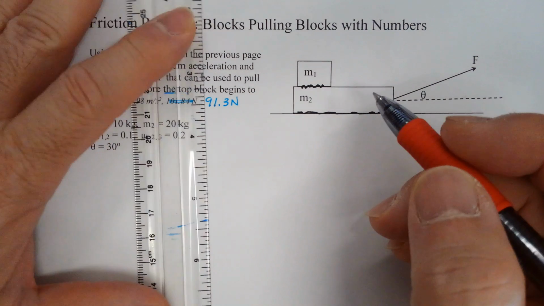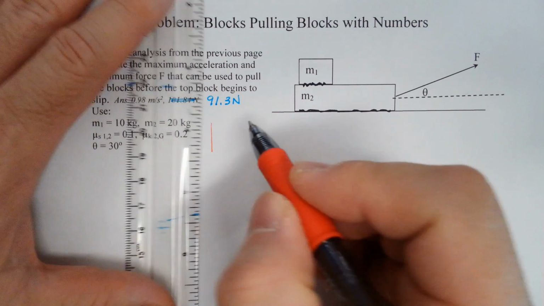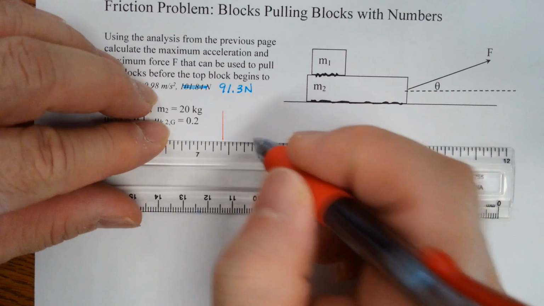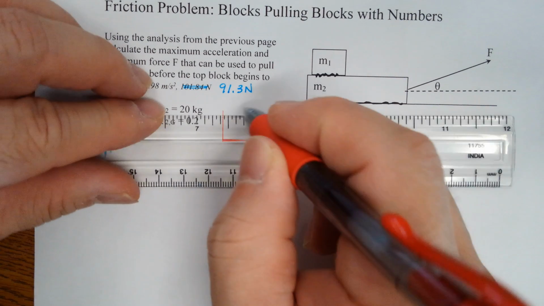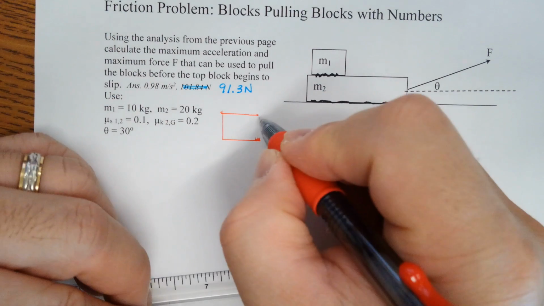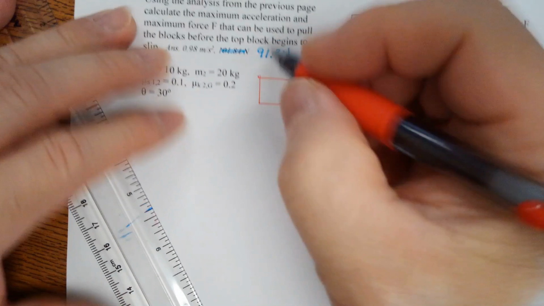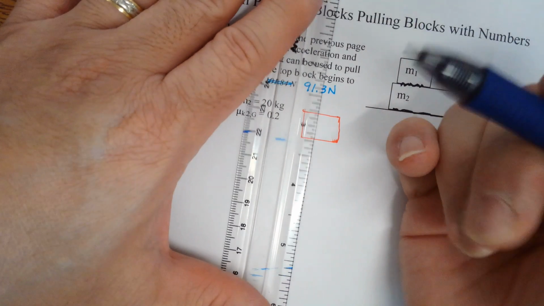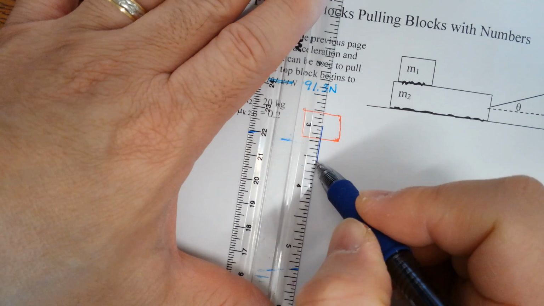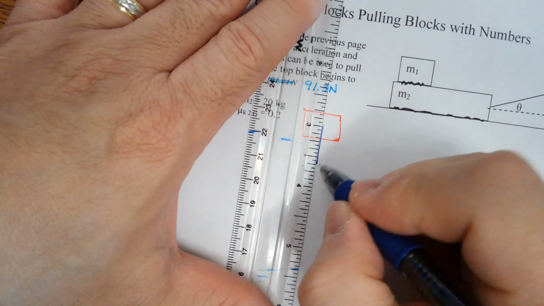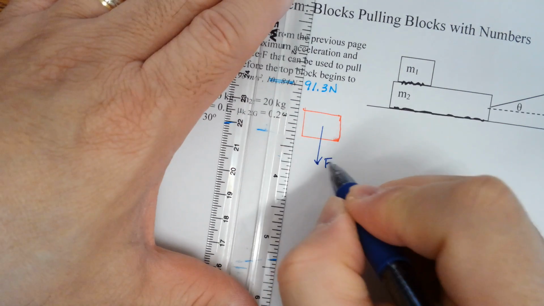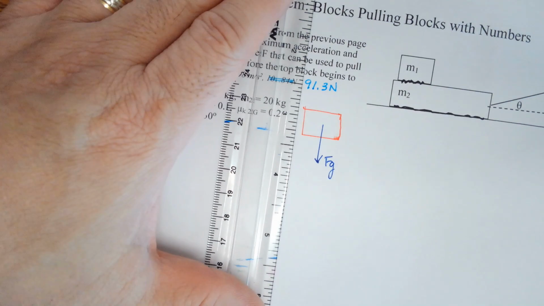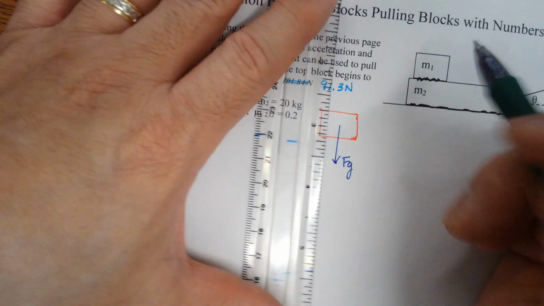All right, M1. If you were to do a free body diagram on M1, here you're going to have obviously FG going straight down, right? You're going to have FG going straight down. You're going to have F normal going straight up, okay?